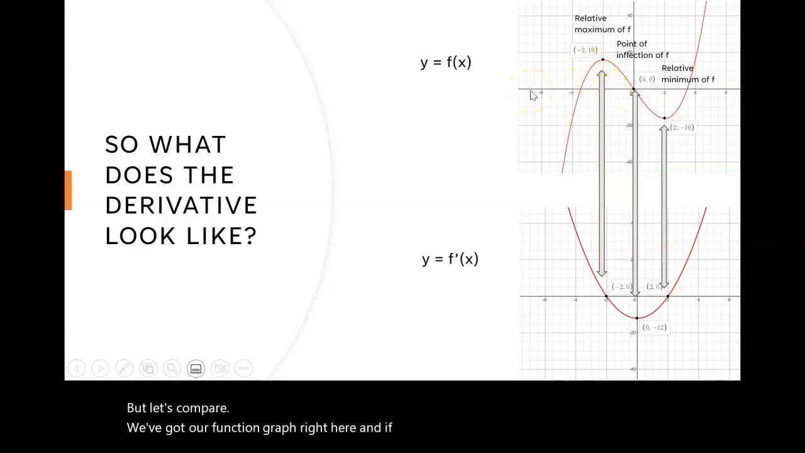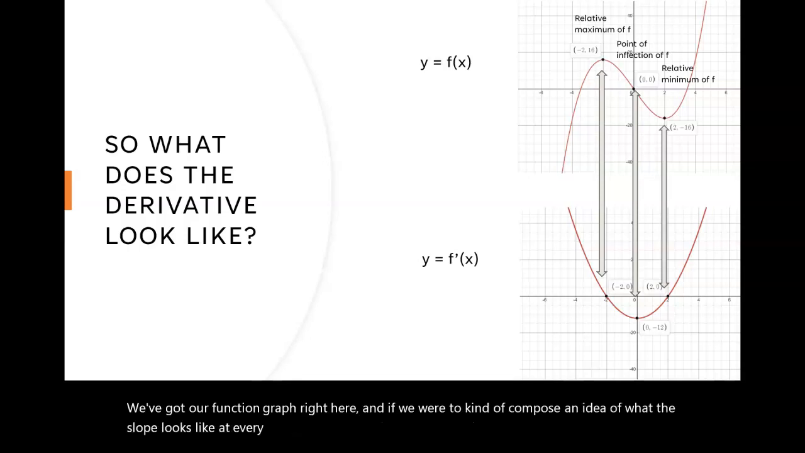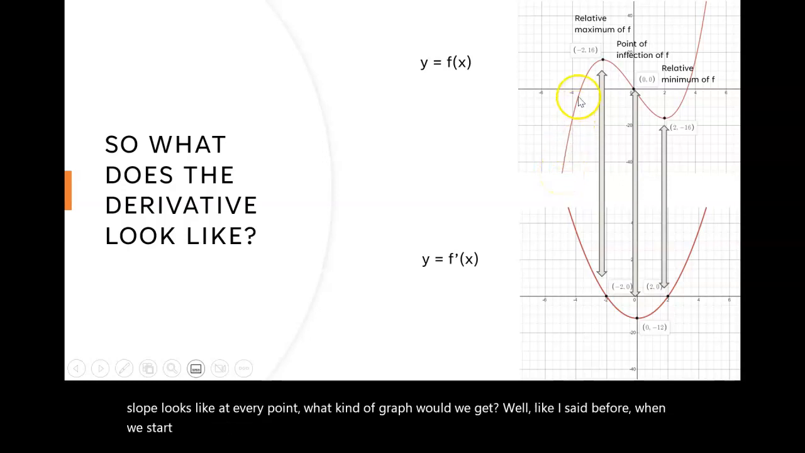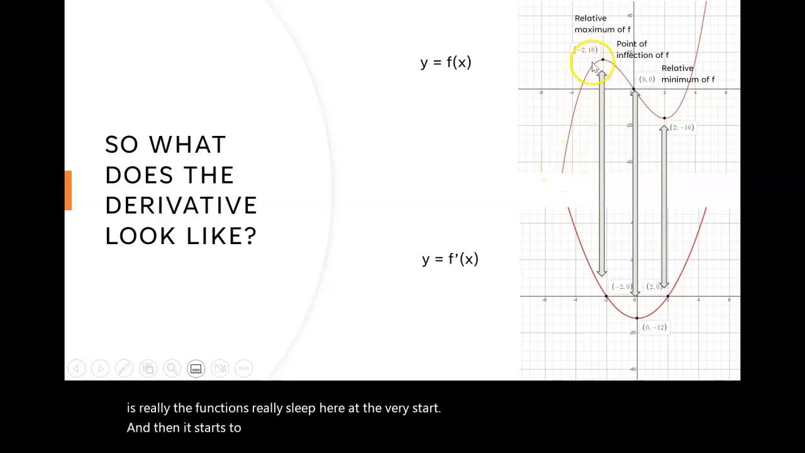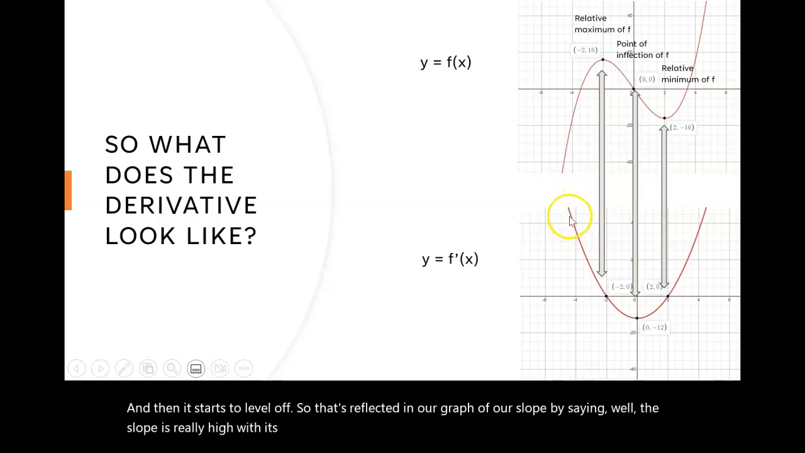If we were to compose an idea of what the slope looks like at every point, what kind of graph would we get? Well, like I said before, when we start out and go all the way up until x = -2, we have positive slope. But the function's really steep here at the very start, and then it starts to level off. That's reflected in our graph of the slope by saying the slope is really high with its y values to start, and then as we get closer to -2, we get slope that's closer to 0.